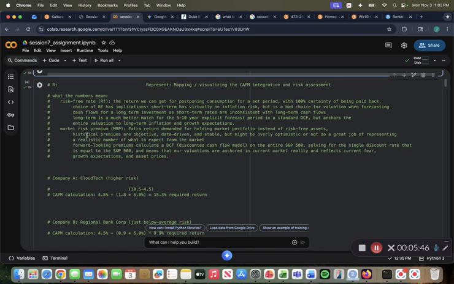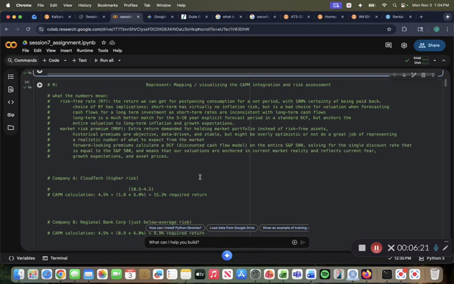So we look at historical premiums for the market risk premium, typically, which are objective, data-driven, and stable. Sometimes they can be overly optimistic or not do a great job of representing a realistic number of what we can expect from the market. And then we compare that to forward-looking premiums, which we use to calculate the discounted cash flow model, the DCF model, on the entire S&P 500. And we look to see if the valuations are anchored in current market reality. And we can see the current fear reflected from that number.